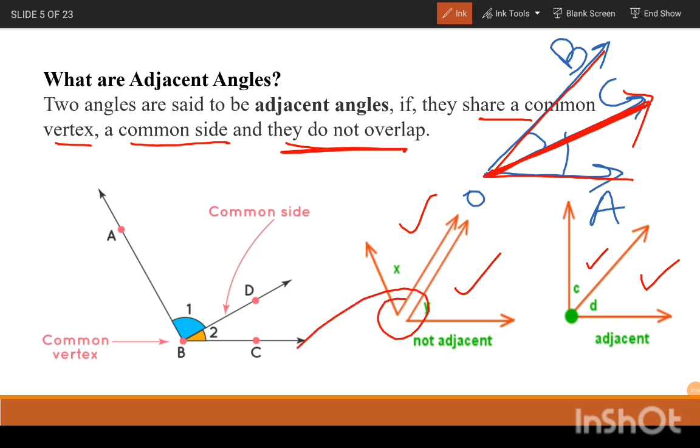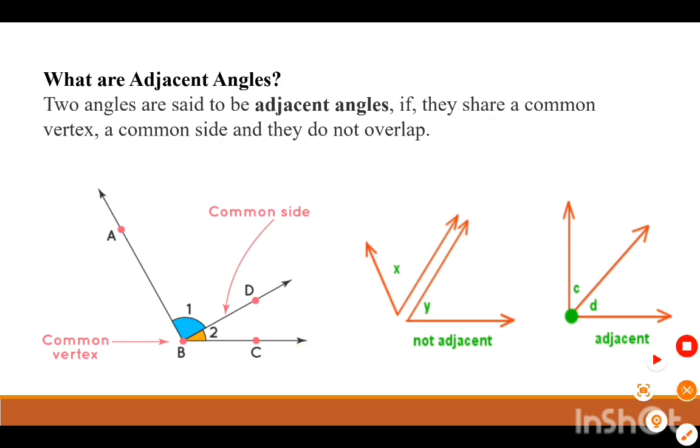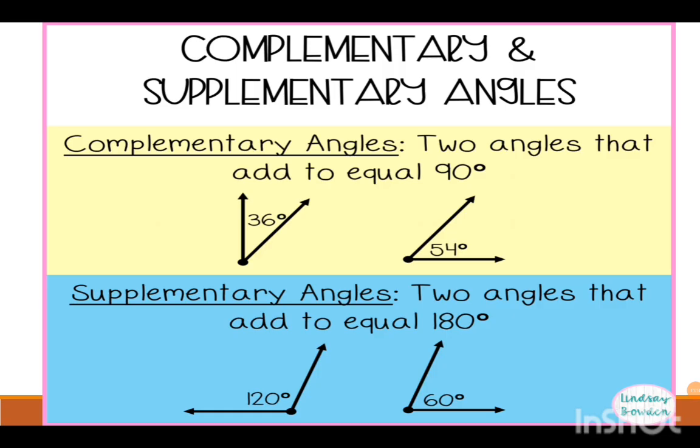So the next topic is complementary and supplementary angles. If we talk about the complementary angles, when two angles have the sum equal to 90 degree, they are known as complementary angles, and the angles which have the sum 180 degree are supplementary angles.